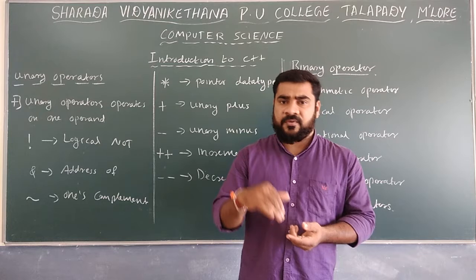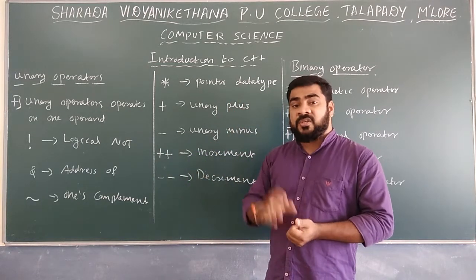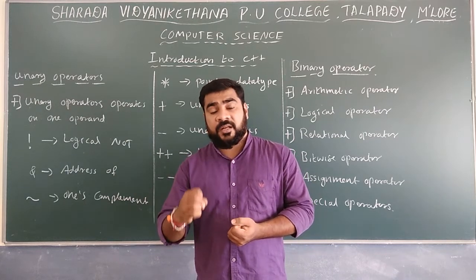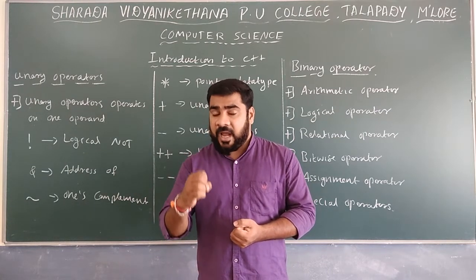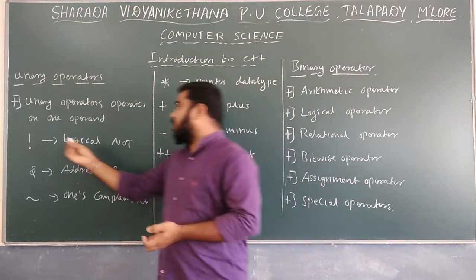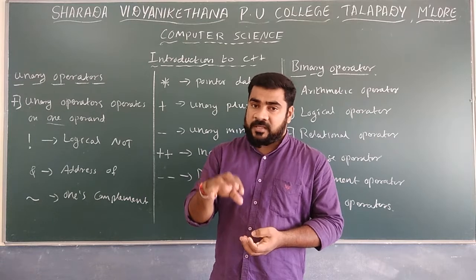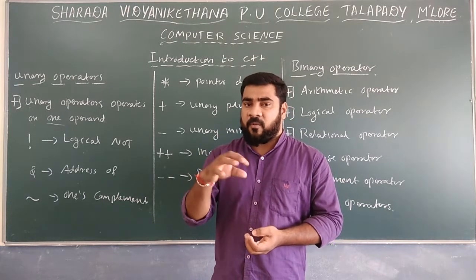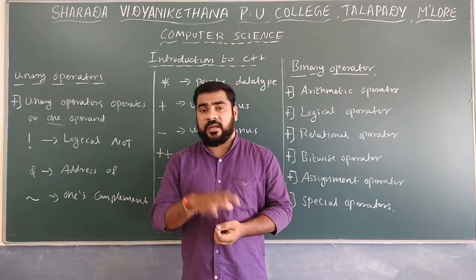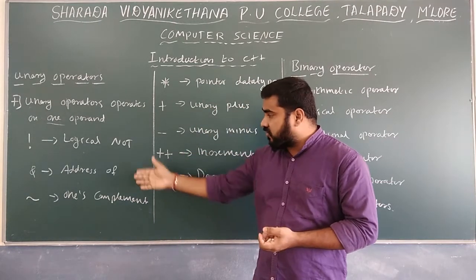In this session we are going to discuss them in detail. The first one is unary operators. What is a unary operator? A unary operator is an operator that operates on one operand. Whenever only one operand is there, and we use an operator upon that one operand, that operator is known as a unary operator. These are the different types of unary operators.